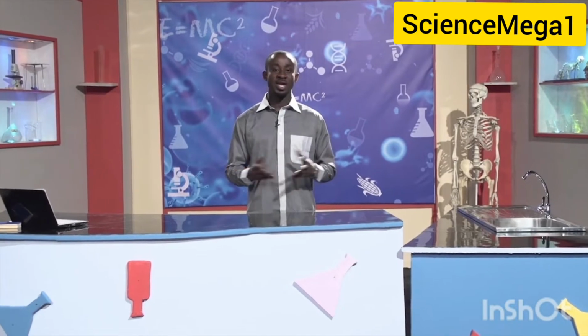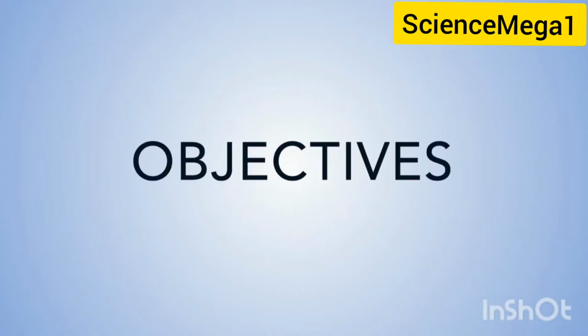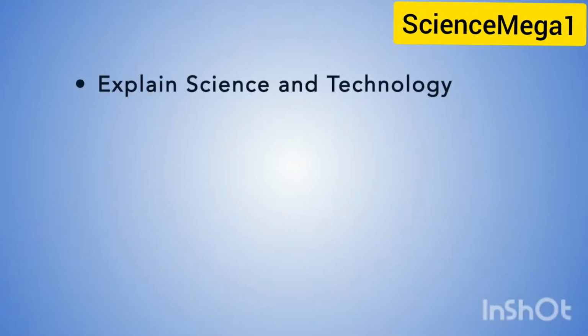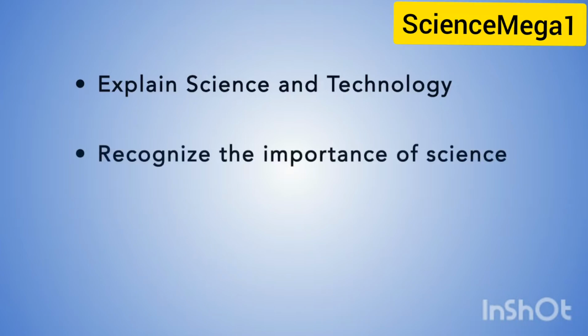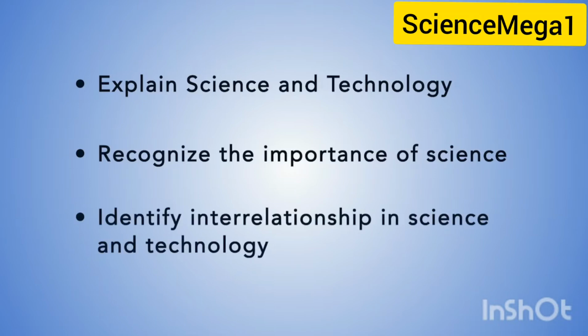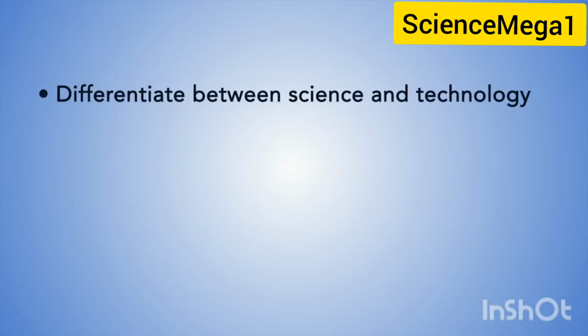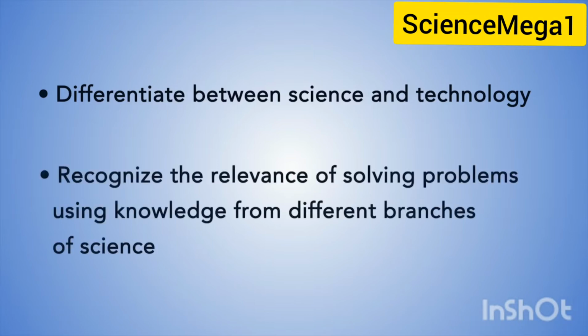interrelationship, and applications. By the end of this lesson, you should be able to: 1. Explain science and technology. 2. Recognize the importance of science. 3. Identify interrelationship in science and technology. 4. Differentiate between science and technology. 5. Recognize the relevance of solving problems using knowledge from different branches of science.